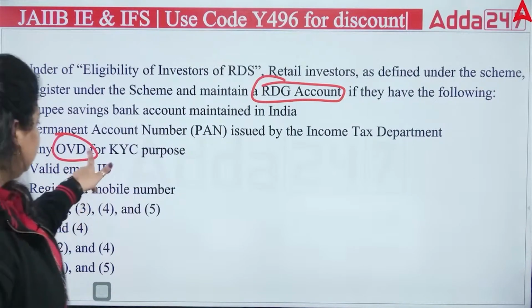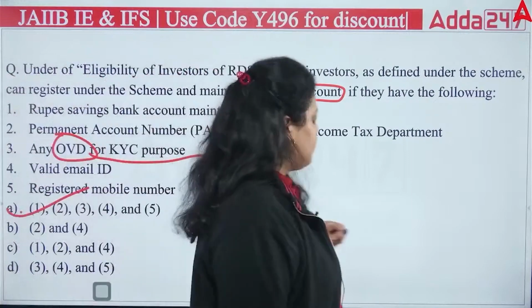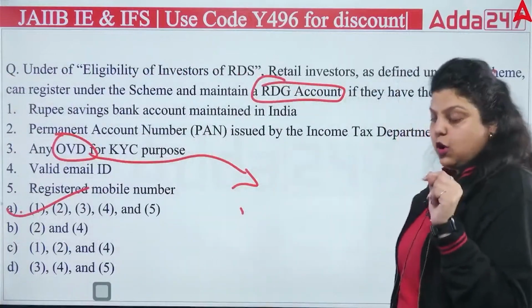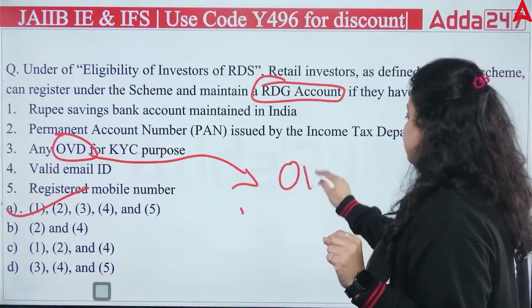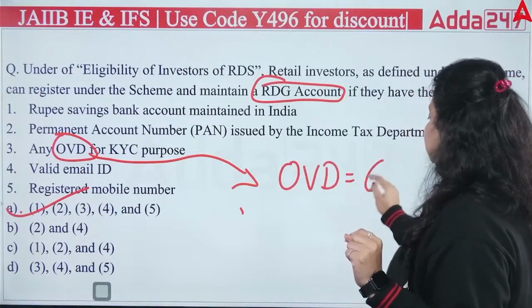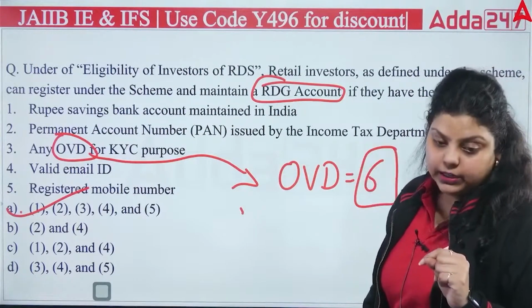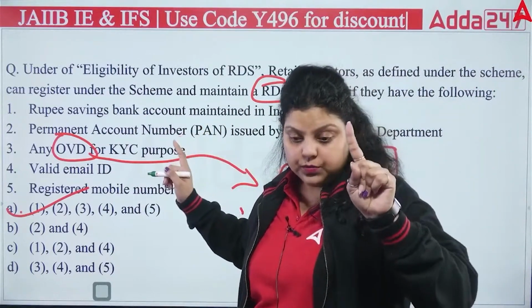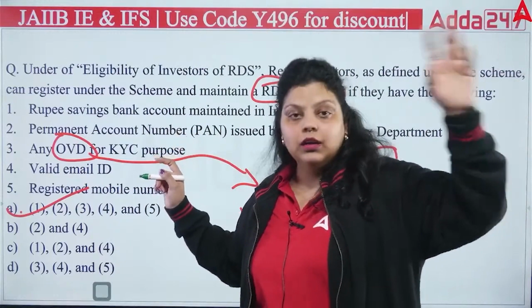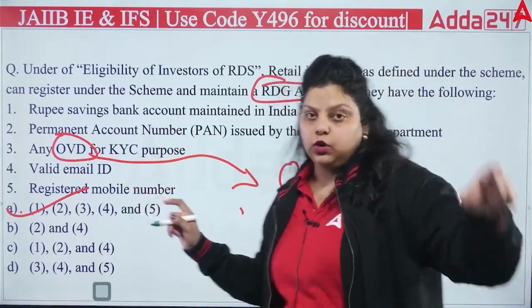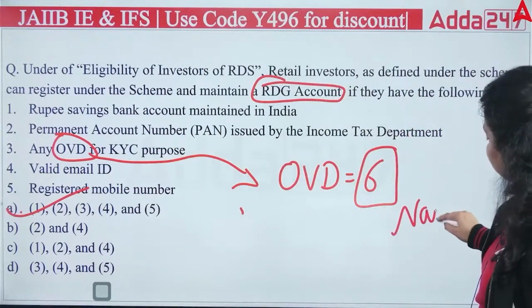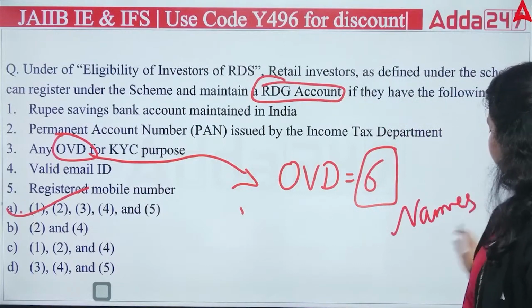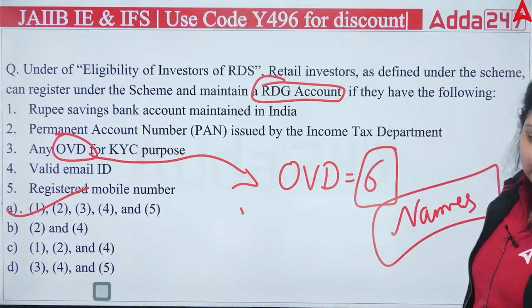It means option A. Now I have one question for all of you that you have to answer in the comment section. In the case of official valid documents, we have 6 documents. There are 6 official valid documents. Out of the 6, PAN card is not an official valid document. It has been removed from the official valid documents. So now you have to give me the names of the official valid documents in the comment section.